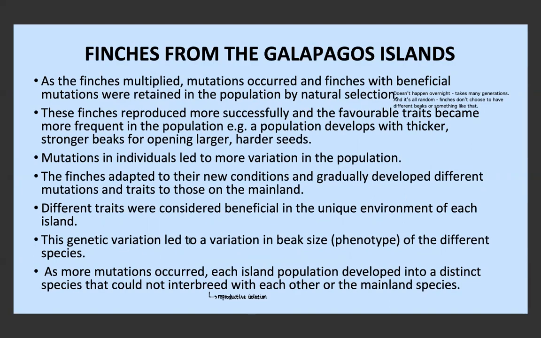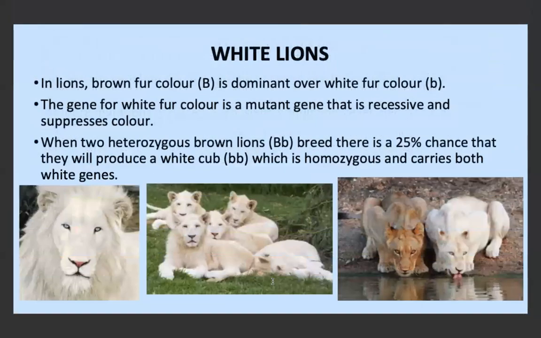This genetic variation led to a variation in beak size. So the beak size is a phenotype, the physical characteristic that we can see, and that's one of the features that differed between populations. As more mutations occurred, each island's population developed into a distinct species that couldn't interbreed with any other species on different islands or with the species on the mainland. And we know from talking previously that this is called reproductive isolation.